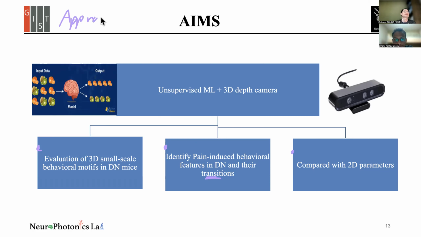For you, approach and specific aims. This is aim 1, aim 2, aim 3. This is how you want to put it. Okay. So the approach is you are using unsupervised machine learning plus a 3D depth camera.